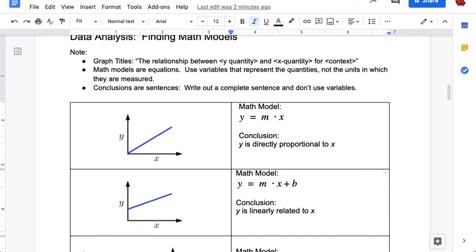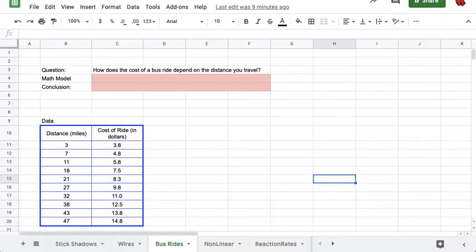All right? So what you're going to do is you're going to go back to your lab. This is the one about bus rides. You're going to plot your data, but in this case, it's not going to go through 0, 0. There's going to be an intercept. So your math model is going to include an intercept. So for distance, let's use the variable d. For the cost, let's use the variable c. So your math model, your equation will have c and d in it. So go ahead and see if you can finish this one.